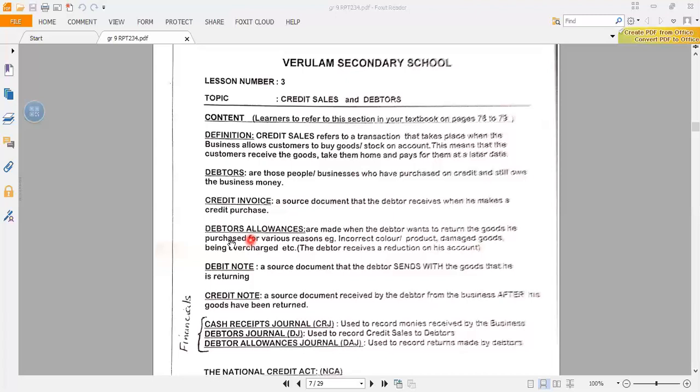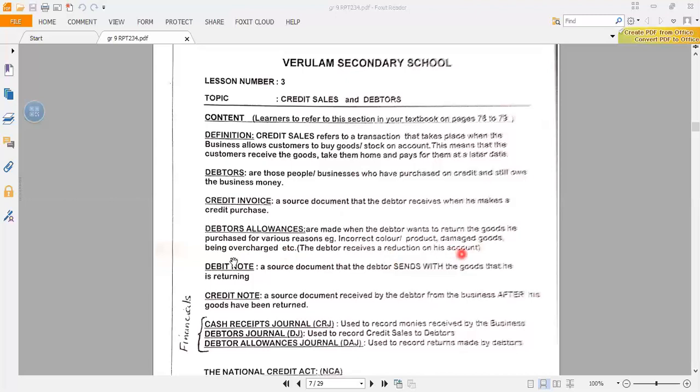Just in case those customers, those debtors of mine, are unhappy, I am going to allow them to return their products to me. So debtors allowances are made when the debtor wants to return goods that he purchased, for various reasons. For example, he might be dissatisfied because it has an incorrect color, it's an incorrect product, the goods may be damaged, or perhaps he was overcharged. He wants to return the products, or a portion thereof, to me. So the debtor receives a reduction on his account.